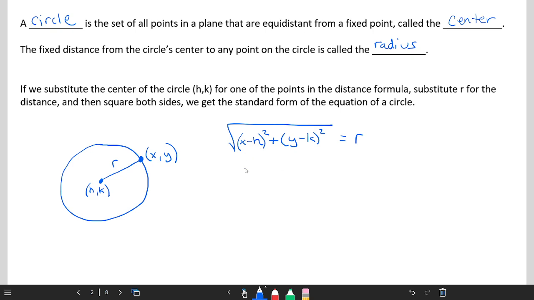If we square both sides of this, the square root comes off, and then we have r squared on the right side. So this is what we call the standard form for the equation of a circle. The standard form allows us to easily identify what the center and radius of the circle are.